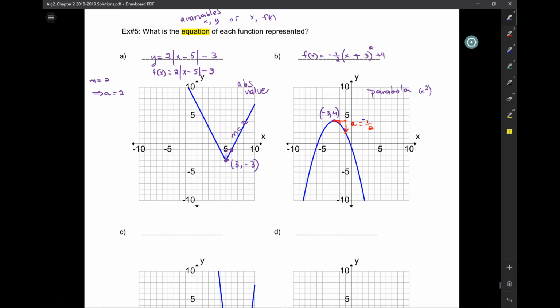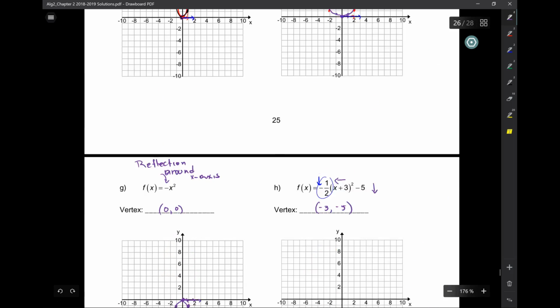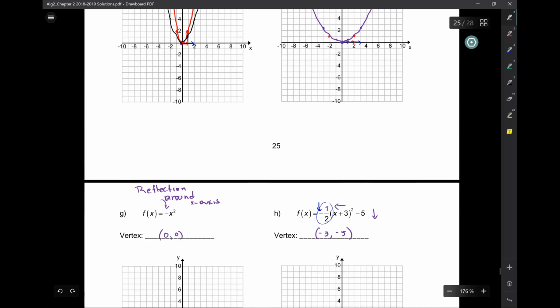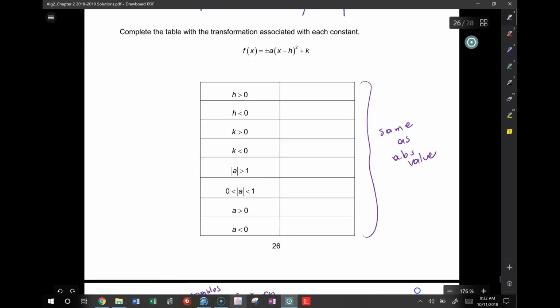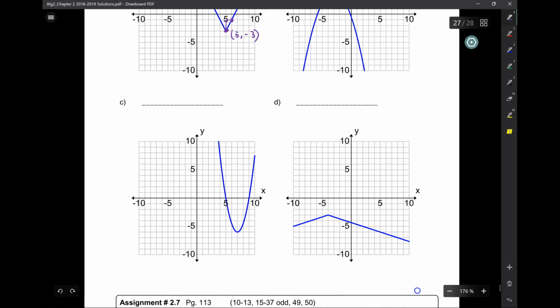Why does this go on the outside of the parentheses? Because that's how the shift looks, remember? Like if you look here, right? It's always, if there is a horizontal shift, then you first add it to the x, then you square it. Okay, so go ahead and do C and D on your own for a minute, please.